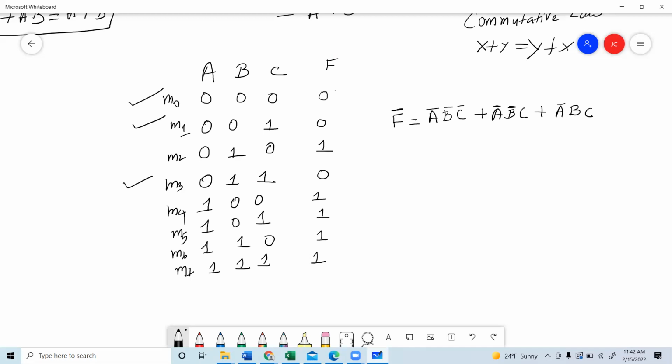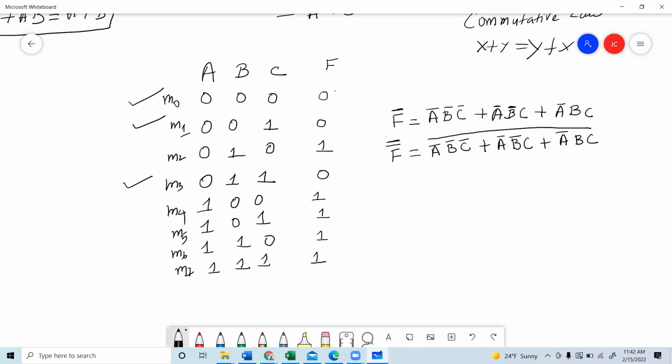Now we can apply De Morgan's law. Actually we are applying De Morgan's law on both sides, or you can say F bar bar. So I'm putting F bar bar to negate that: A bar, B bar, C bar plus A bar, B bar, C plus A bar, B, C. I'm writing the whole expression and putting the bar. I'm taking this bar on both sides, right?